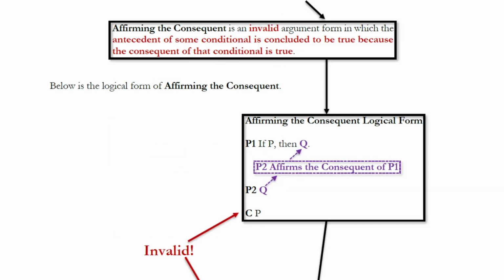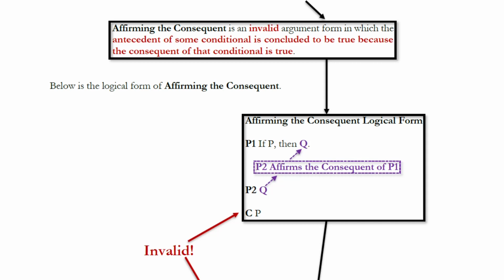Modus Ponens is one of the most commonly used valid forms of argument. Unfortunately, it is often confused with another invalid form of argument. This form of argument is the logical fallacy of affirming the consequent. What is affirming the consequent? Affirming the consequent is an invalid argument form in which the antecedent of some conditional is concluded to be true because the consequent of that conditional is true.